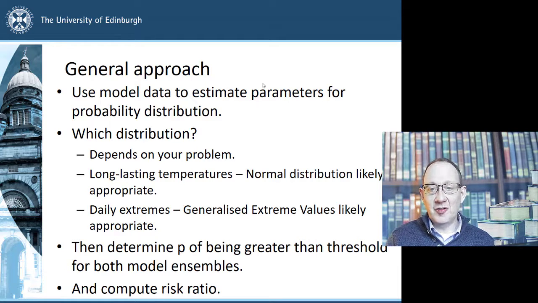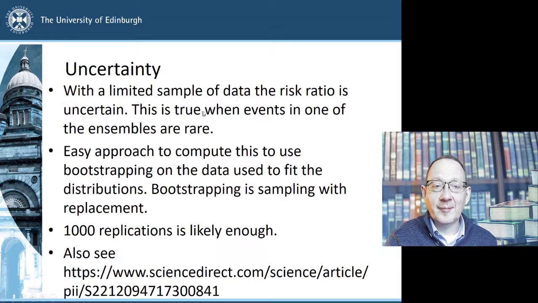Having got those distributions, you can then determine the probability of being greater than the threshold for both model ensembles, and then from that easily compute the risk ratio. So that's the basic idea.